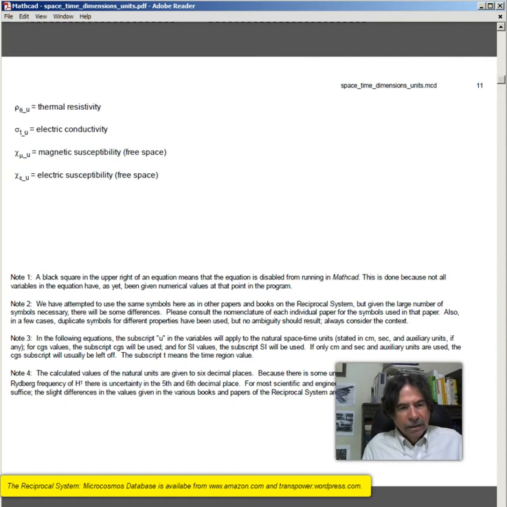And note 4, the calculated values of the natural units are given to 6 decimal places. Because there is some uncertainty in the speed of light and the Rydberg frequency of H1, there is uncertainty in the 5th and 6th decimal place. For most scientific and engineering work, 4 decimal places should suffice. The slight differences in the values given in the various books and papers of the reciprocal system are de minimis.